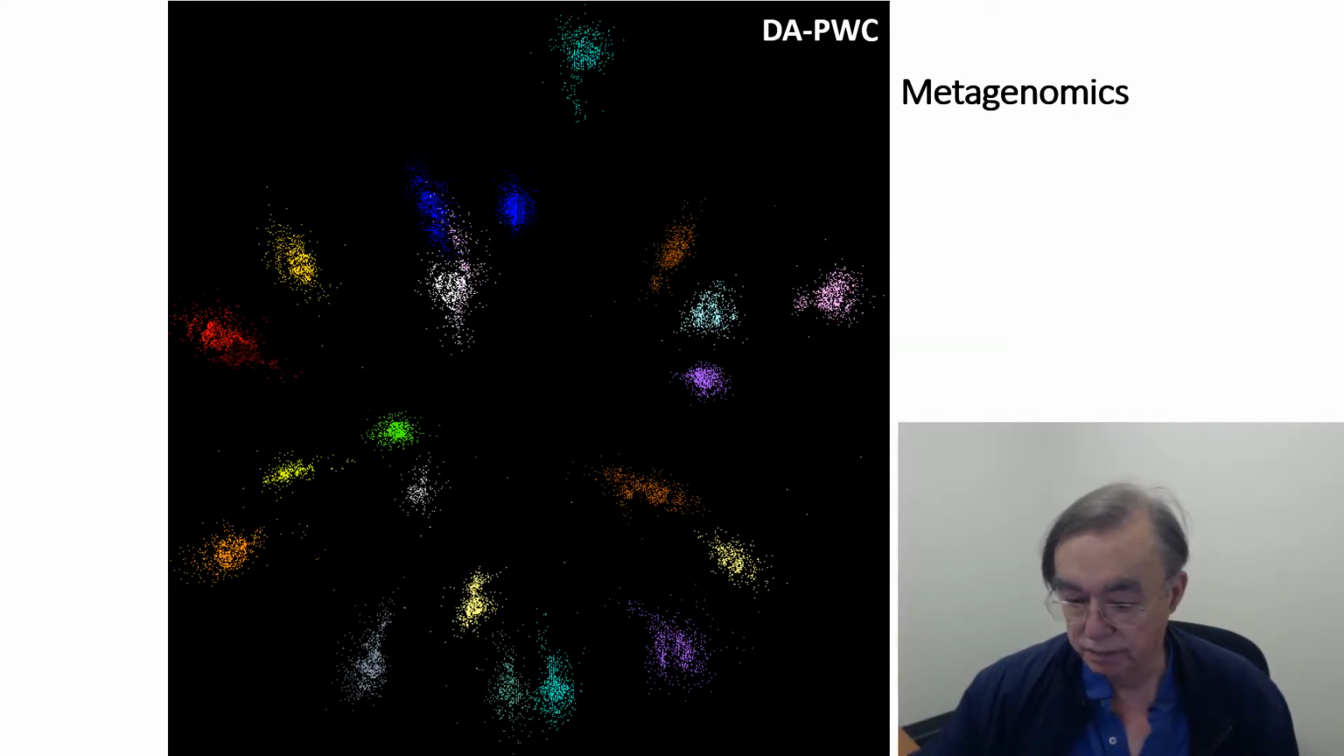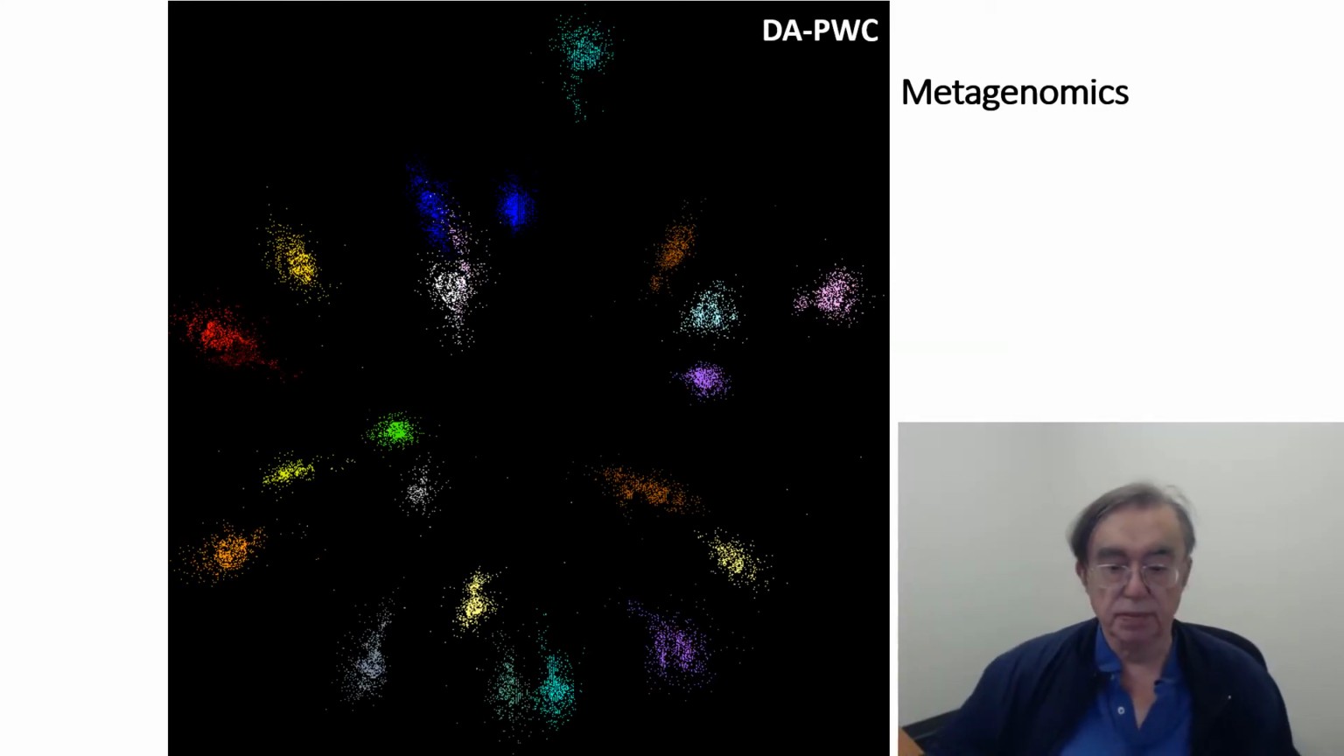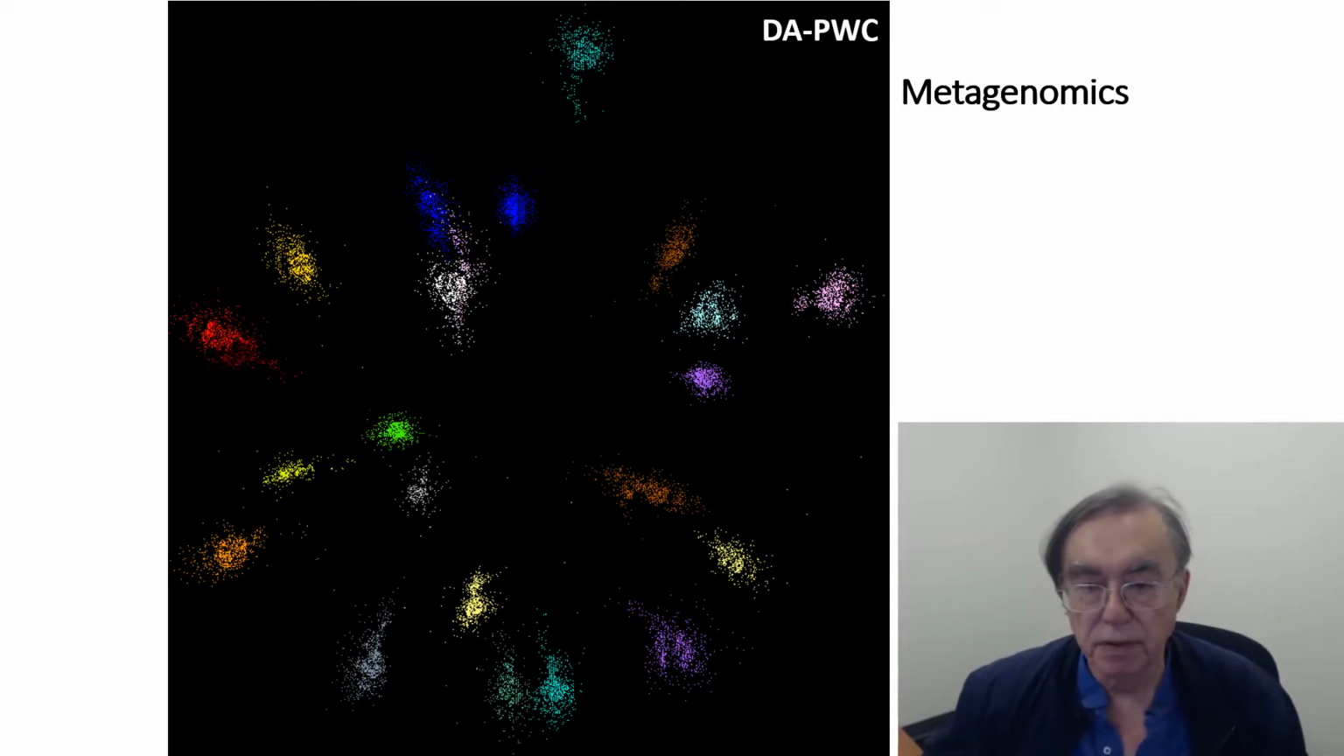Here is a sort of perfect example. This is some test set from the deterministic annealing pairwise clustering, PW is pairwise clustering, and you can see it's been applied to this metagenomics data set. I guess this was prepared as a test set, to test methods, and we are getting essentially perfect answers.